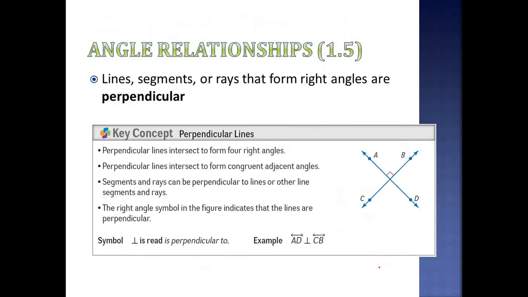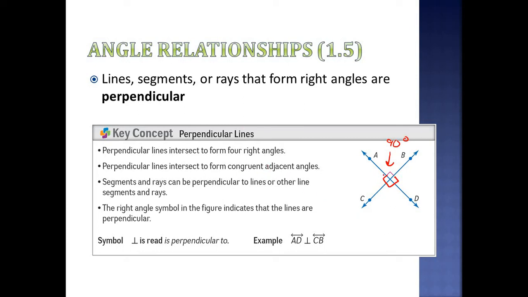Alright. Another concept in this section is perpendicular lines. Perpendicular lines intersect to form 4 right angles. So the measure of that angle there is 90 degrees. The perpendicular lines intersect to form 4 congruent adjacent angles. So all of these angles here are 90 degrees or right angles.